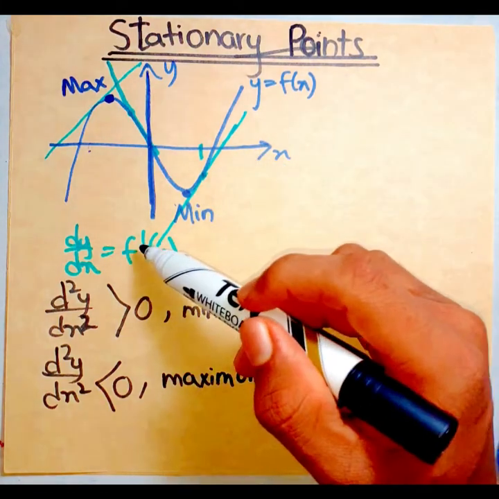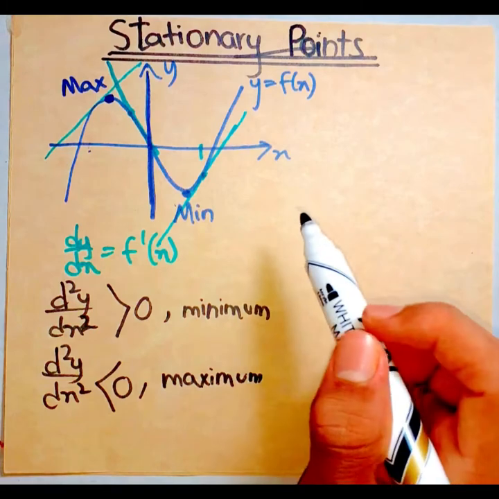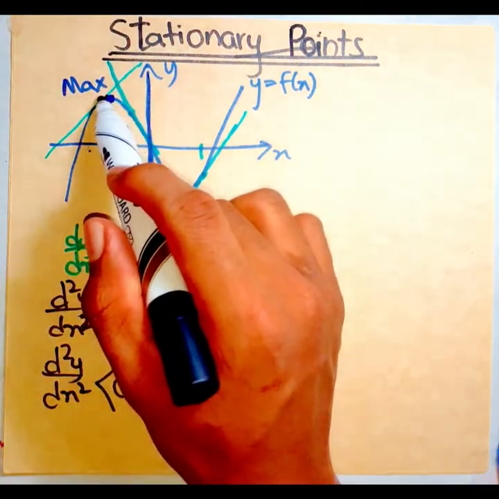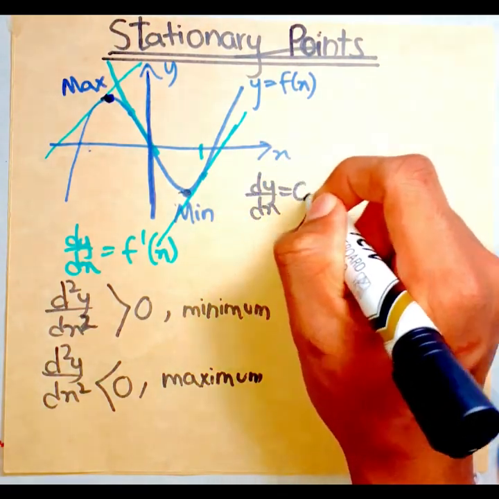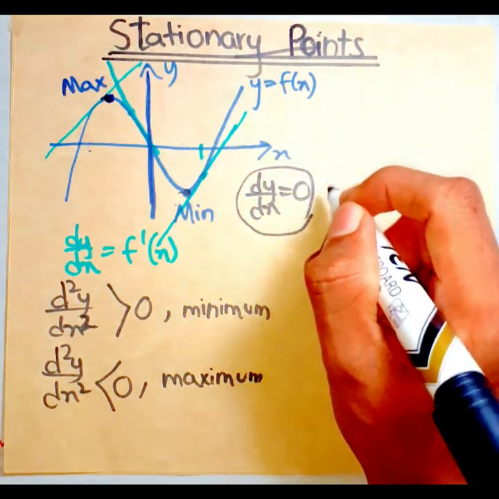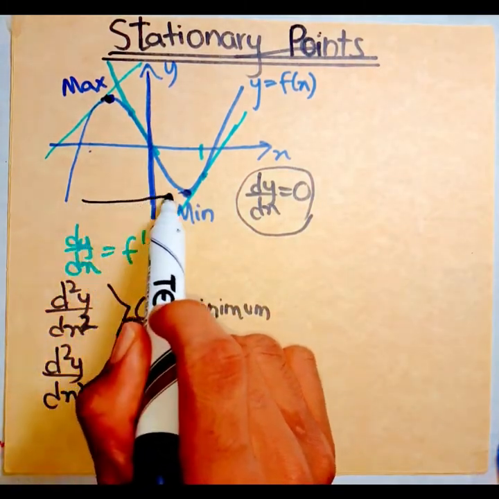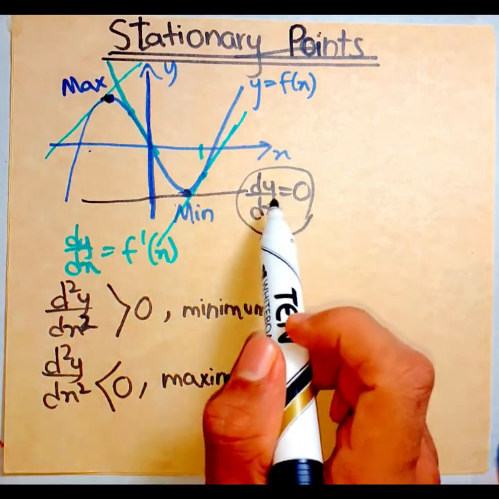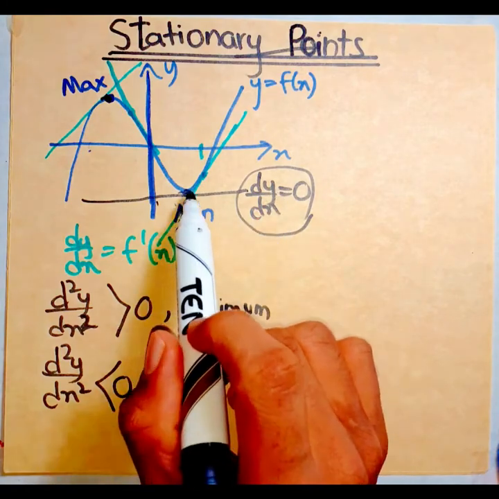Now we know that f dash x is the gradient of the tangent at each point. At these turning points, these are special points, these two turning points, dy by dx is equal to 0. Now you might wonder why, but I'll explain. The tangent at this point is going to go like that. So it's a flat line with no gradient, which means the gradient is 0. So this explains why dy by dx is equal to 0.